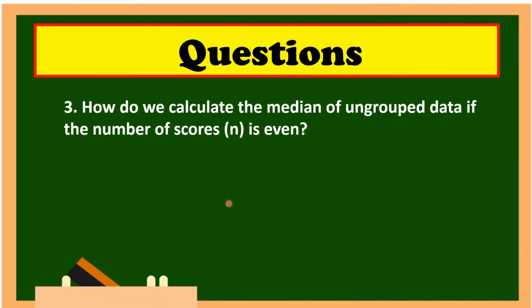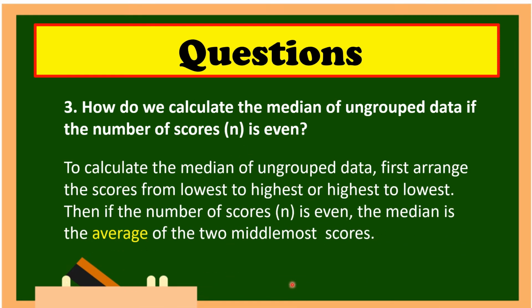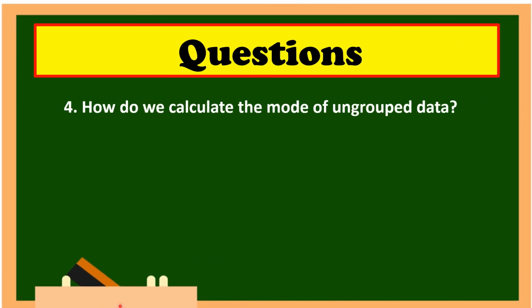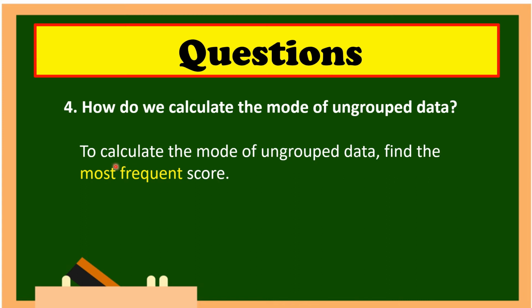How do we calculate the median of ungrouped data if the number of scores n is even? First arrange the scores from lowest to highest or highest to lowest. Then if the number of scores n is even, the median is the average of the two middlemost scores. How do we calculate the mode of ungrouped data? Find the most frequent score.